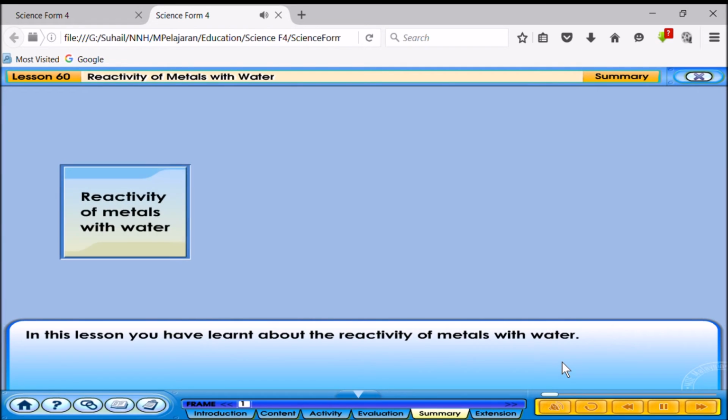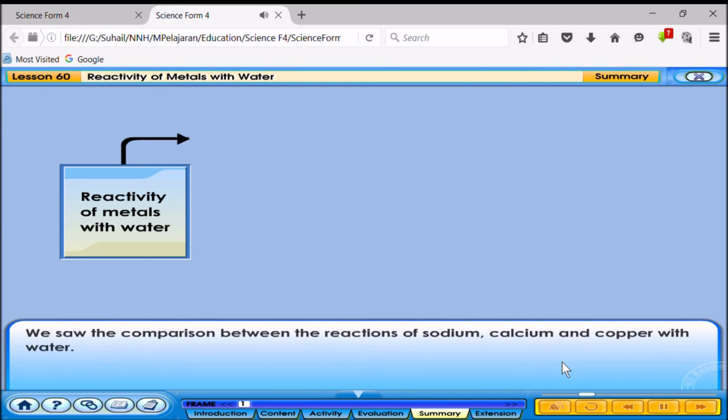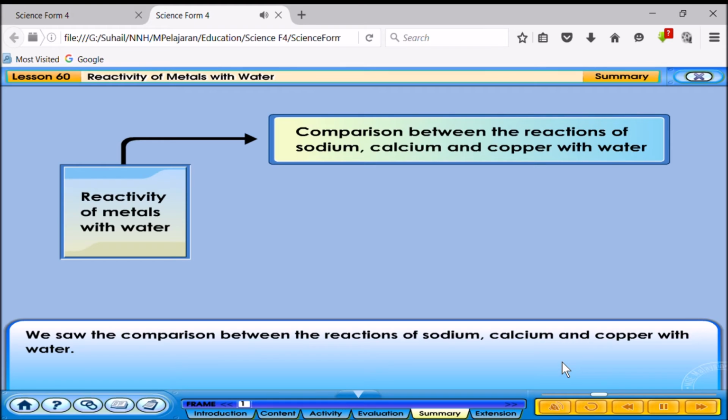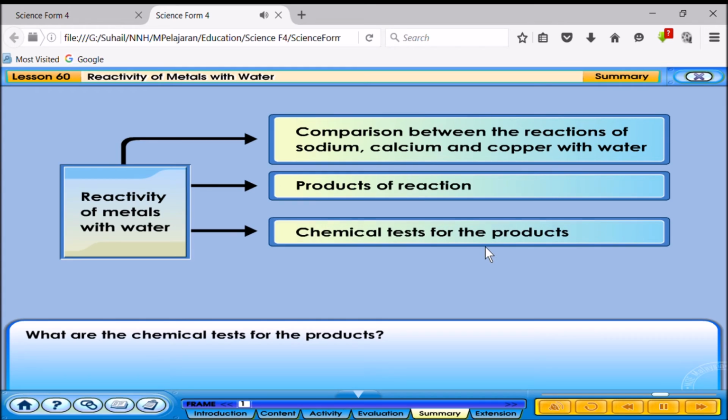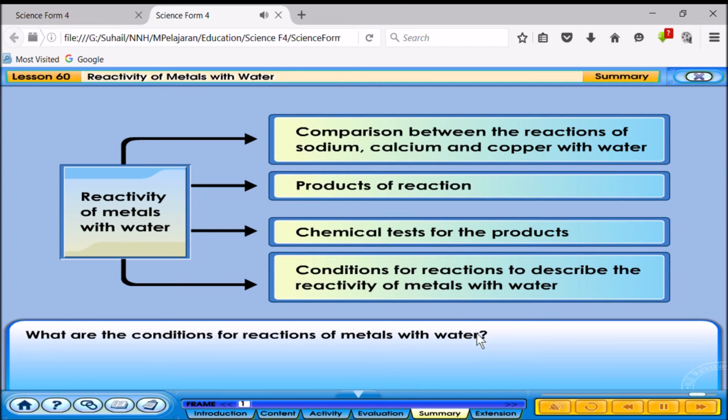In this lesson, you have learned about the reactivity of metals with water. We saw the comparison between the reactions of sodium, calcium, and copper with water. What are the products of the reaction? What are the chemical tests for the products? What are the conditions for reactions of metals with water?